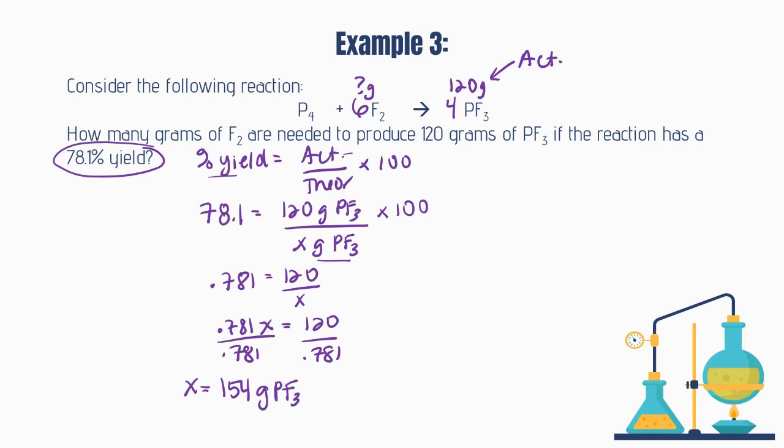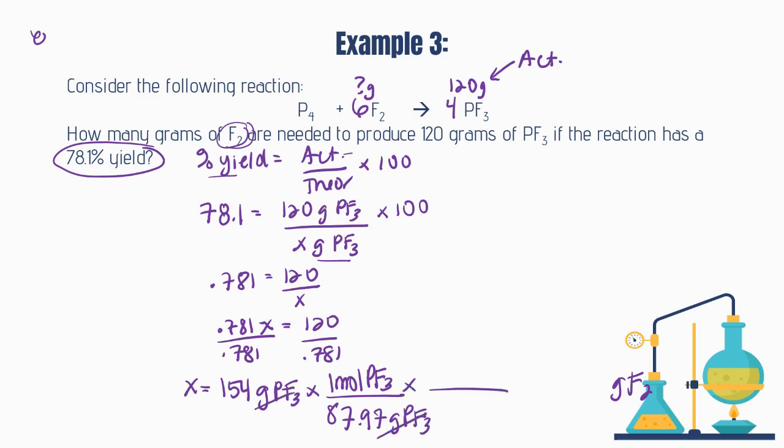Some students might stop here, but you're not done. It asks you how many grams of F2. Right now we have grams of PF3, so we're going to convert that to grams of F2. So let's do some stoichiometry. First we're going to use molar mass, 1 mole of PF3. Get the molar mass, that's 87.97 grams of PF3. So we got rid of grams.